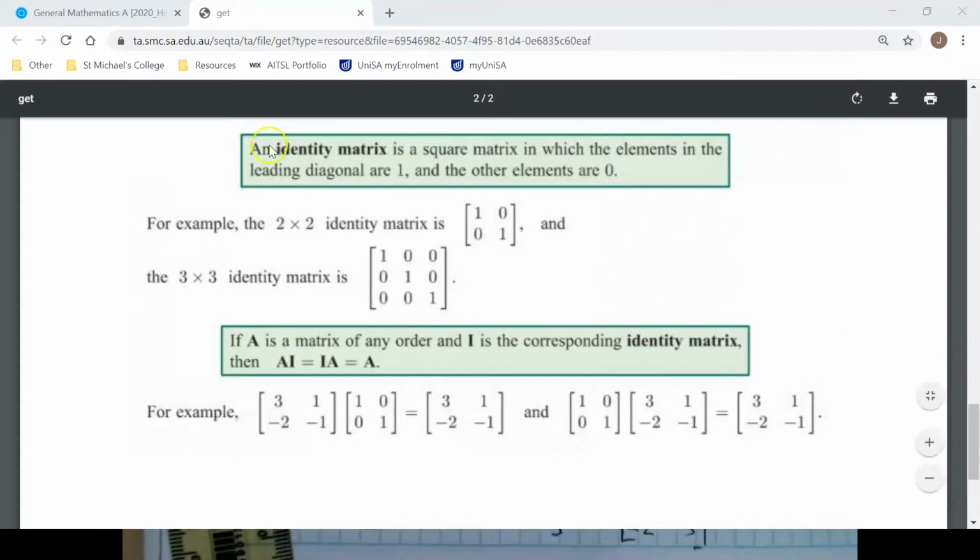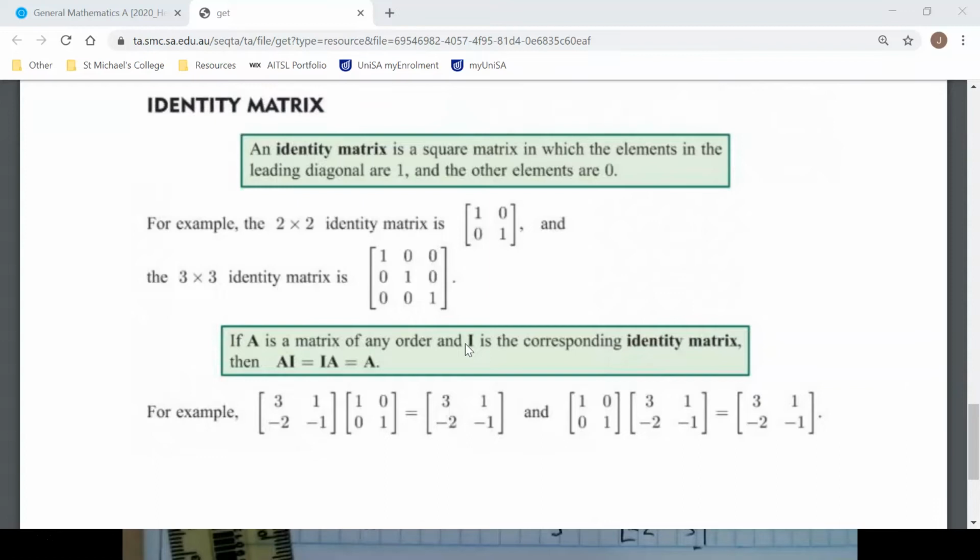So just to reiterate what I've said about identity matrix, an identity matrix is a square matrix in which the elements in the leading diagonal are 1 and the other elements are 0. So this is a 2 by 2 identity matrix. See how we've got 1 and 1, the other two inputs are 0. If we have a 3 by 3 identity matrix, see how the diagonals are all 1 and then all the other inputs are 0. And they use the letter I to represent an identity matrix. So that's one other thing to be aware of.